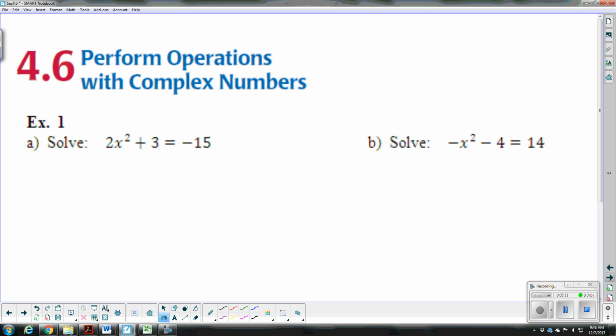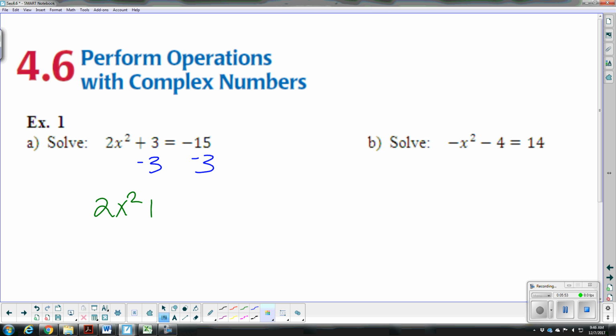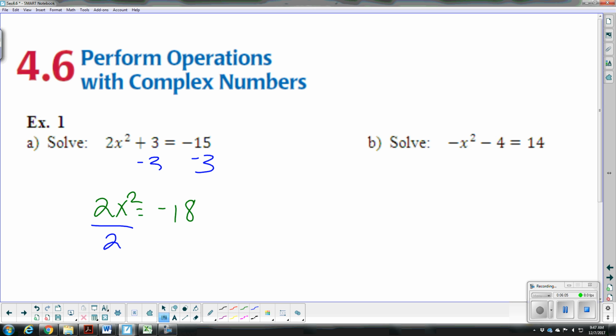Let's look at a couple of examples performing operations with complex numbers. We're going to solve for x. The first thing we want to do is isolate the x squared term. So we're going to subtract 3 from both sides, and we get 2x squared equals -18. Then we can divide both sides by 2 to isolate our x squared term, and we get x squared equals -9.